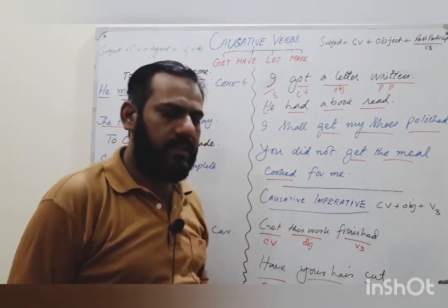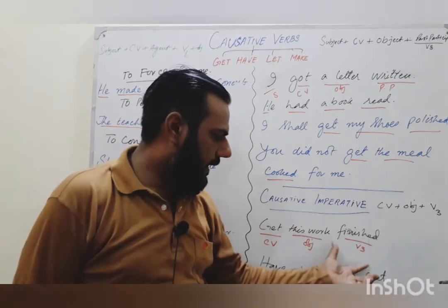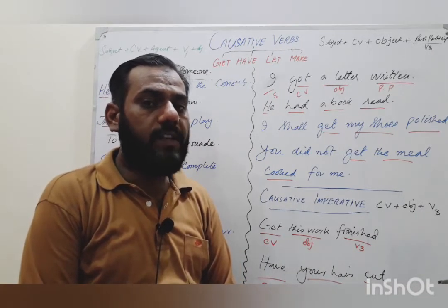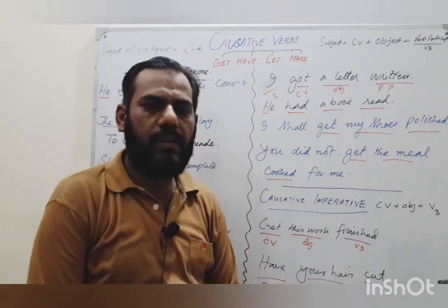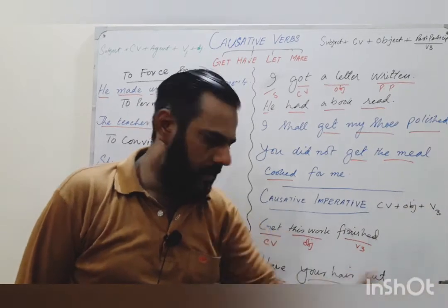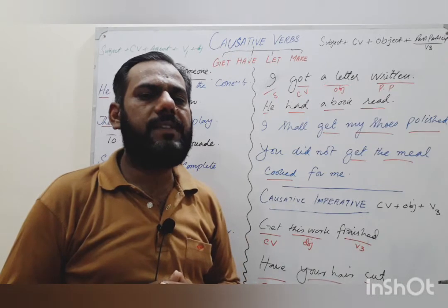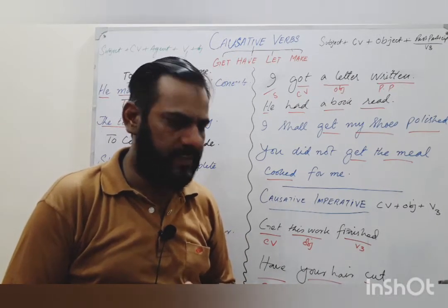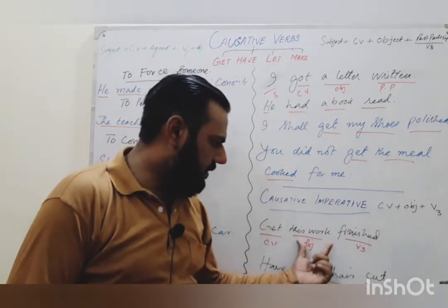So what is get? Causative verb. What is this work? It is a kind of object. Okay. And then finished, this is the third form. So it is the third usage in which the causative verb can be used. Okay, have your hair cut. Your hair cut, not a haircut: your hair and cut. Have is the first form. Remember, in an imperative sentence we always use the first form of the verb, that is the bare infinitive, or zero infinitive you can say. So have your hair cut or get this work finished.